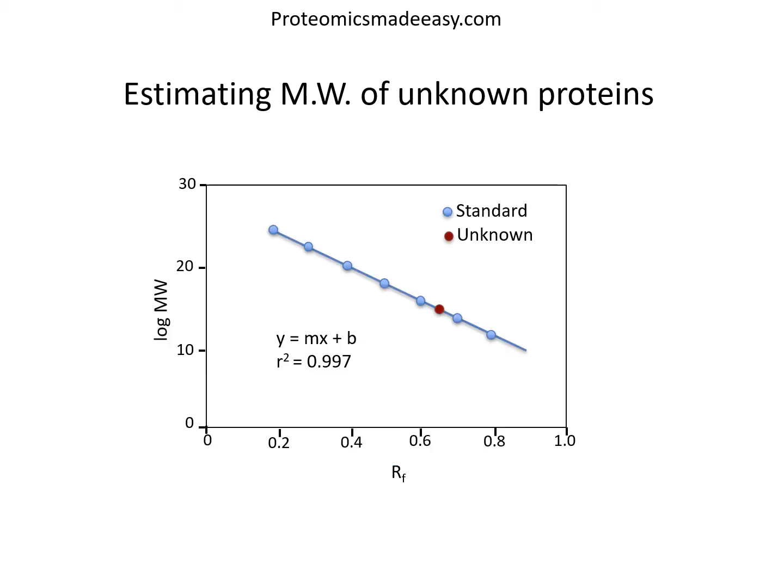Once you have plotted log molecular weight versus relative mobility of standard protein bands and unknown bands, you can generate the equation y = mx + b and solve for y to determine the molecular weight of the unknown protein. As you see here, once you get the value of y as log molecular weight, just calculate the anti-log of that value and you have the molecular weight of the protein.